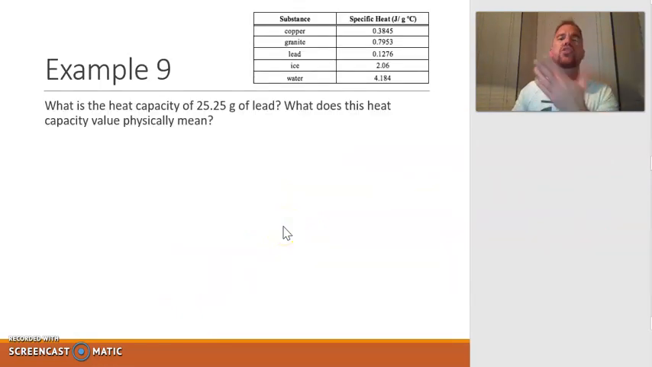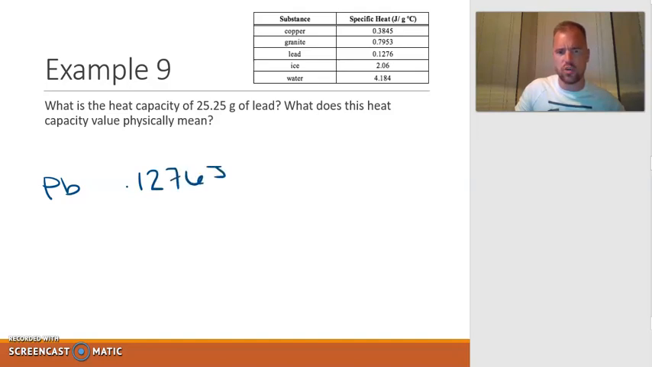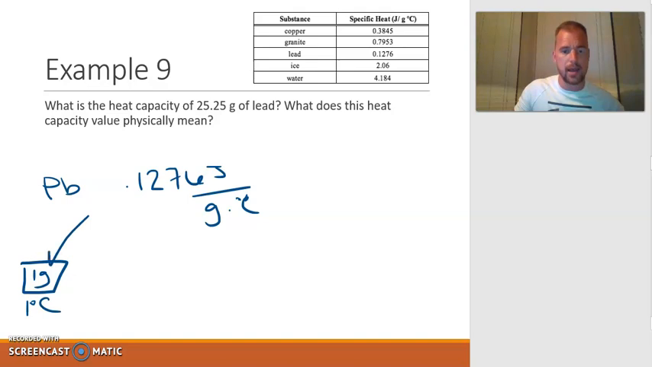To demonstrate this, let's look at an example. What is the heat capacity of 25.25 grams of lead? Okay, so what do I know about lead, which is Pb? The specific heat of lead is 0.1276 joules per gram degrees Celsius. Meaning, if you had 1 gram of lead and you wanted to raise its temperature by 1 degree Celsius, I need to add 0.1276 joules. That's the specific heat of lead.